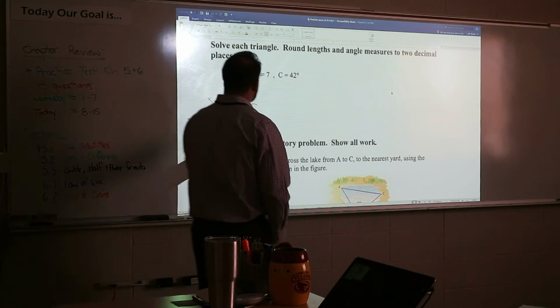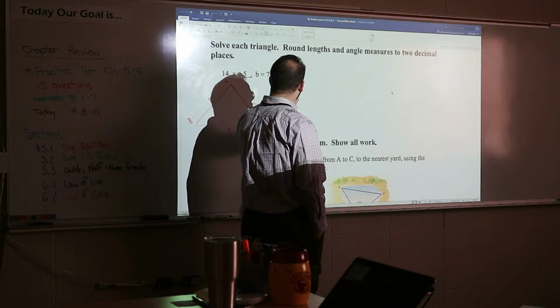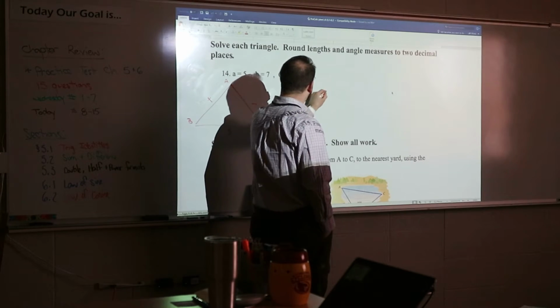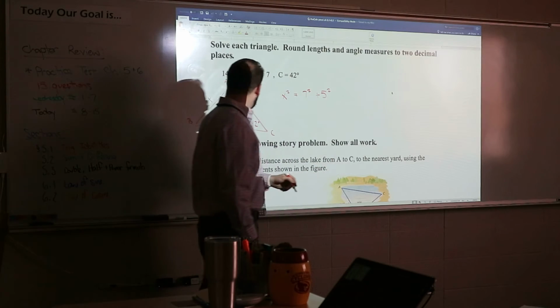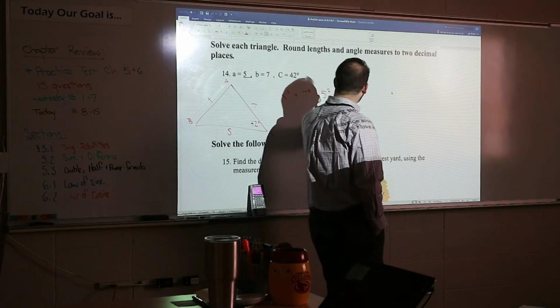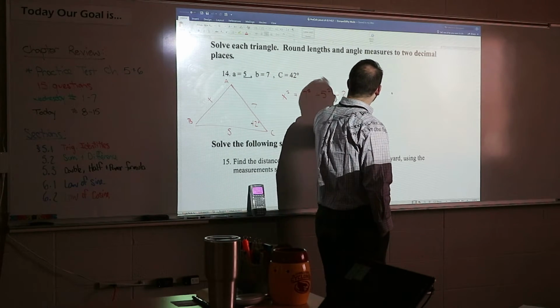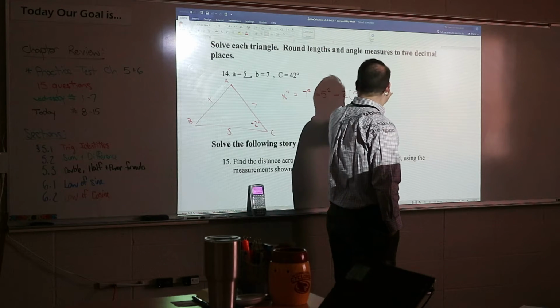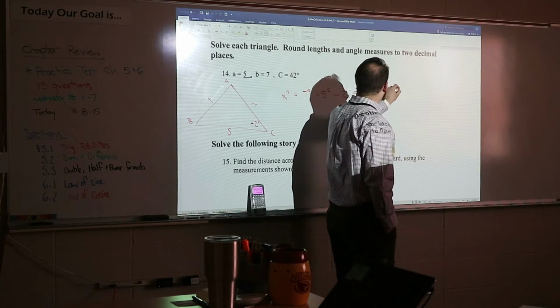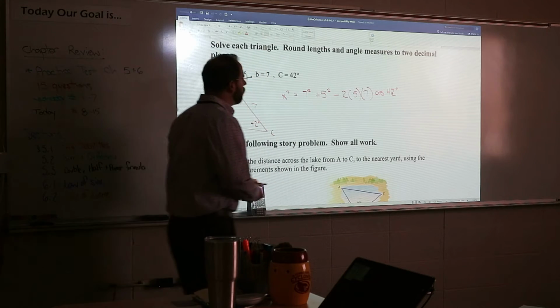So on this one, the side that you're trying to find squared is equal to the other two squared added together, so it kind of looks like Pythagorean theorem, minus 2 times the two walls times the cosine of the angle in between them, which is 42. That is the law of cosine.